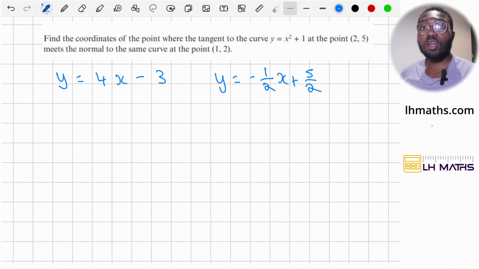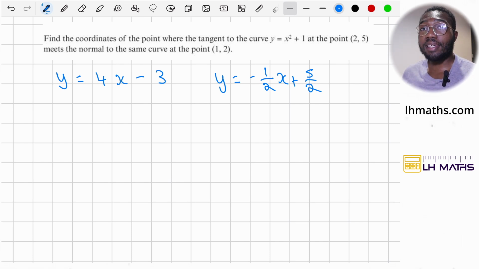So these are both the equations. The equation of the tangent is y is equal to 4x minus 3, and the equation of the normal is y is equal to minus a half x plus 5 over 2. Now we need to work out the coordinates of the point where the tangent and the normal intersect. To do that, it will be simultaneous equations, which is pretty easy to work out.